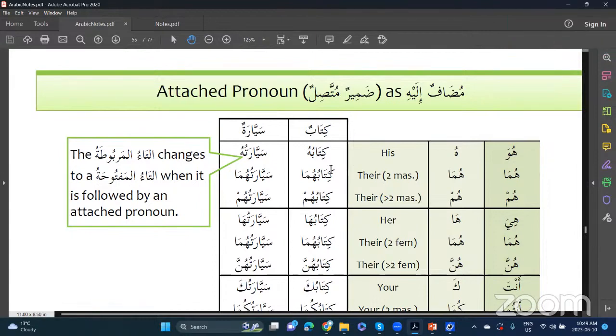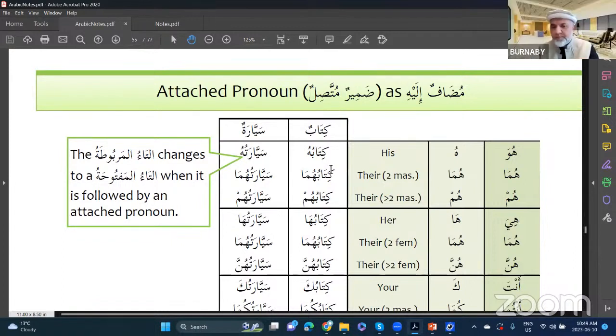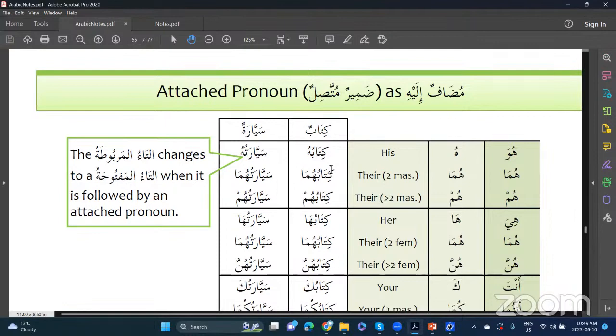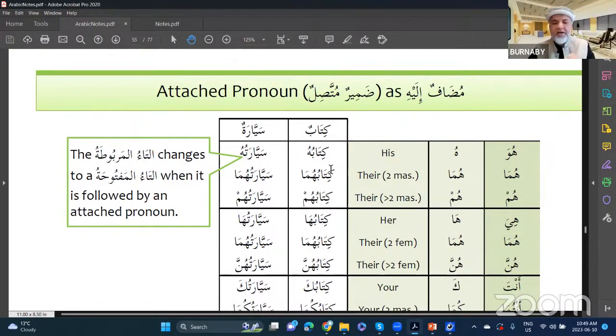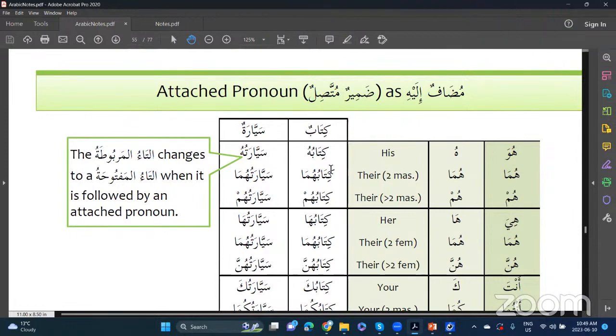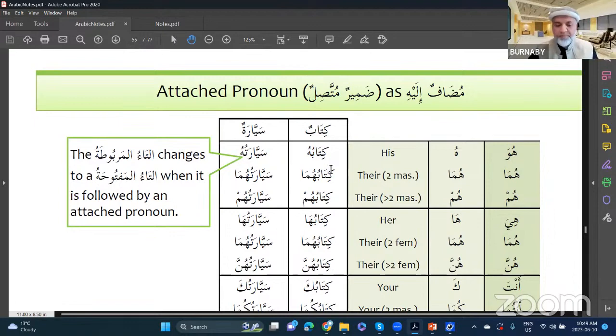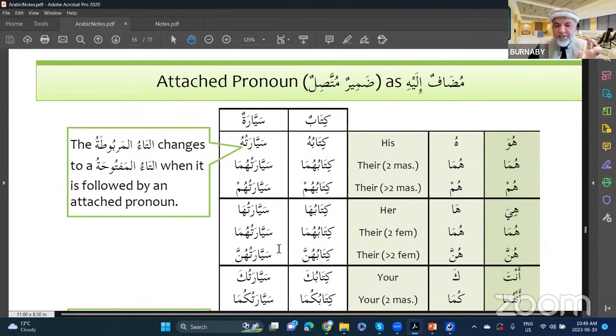Yes. But look at the word siyaratun. Is siyaratun male or female? Female. Look what happened to that. Siyaratu hu, siyaratu huma, siyaratu hum, siyaratu ha. Okay, now making these little slight changes, do you see the meaning changes?